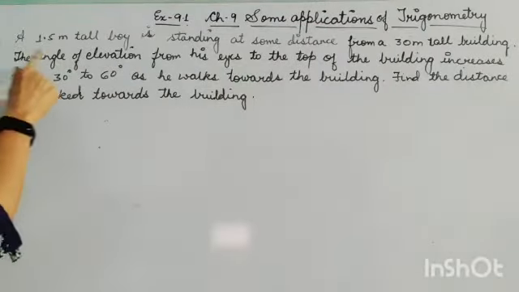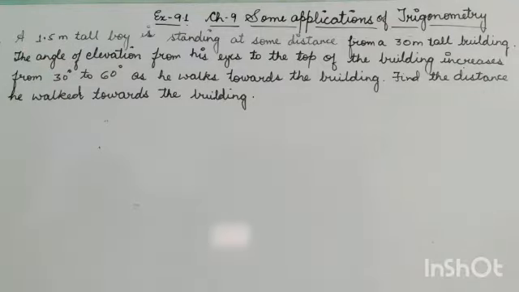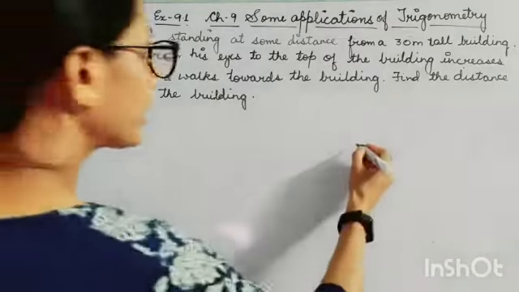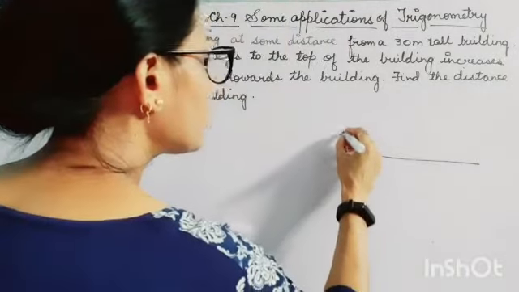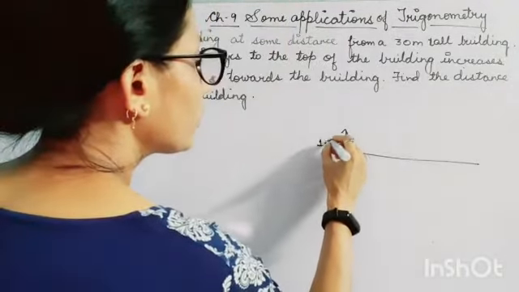Here it is given a 1.5 meter tall boy. So let's first of all draw the diagram. Let's suppose this is your earth surface and this is the 1.5 meter tall boy.